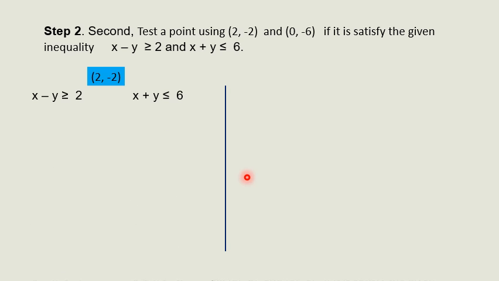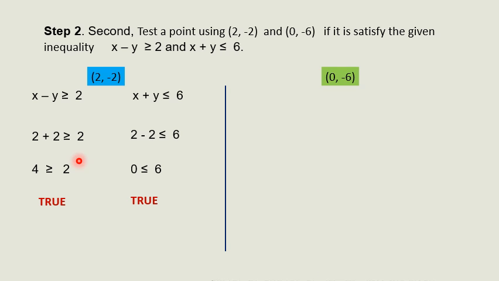Alright, let's do the first one. 2 plus 2 greater than or equal to 2. So that is 4 greater than or equal to 2. That is true. Another one, 2 minus 2 less than or equal to 6. 0 less than or equal to 6. That is true.